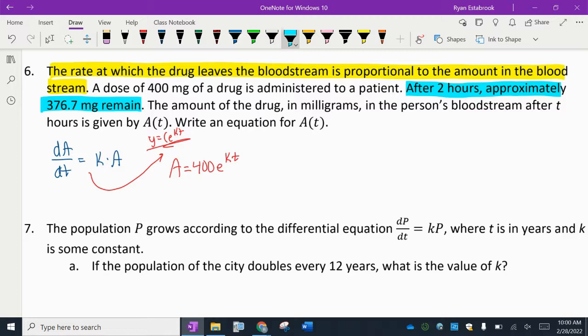And it says that the drug is leaving the bloodstream. So I'm expecting K to be negative, because if you have 400 milligrams in your bloodstream at a certain point, it should start to dilute and become less in the bloodstream. So again, K should be negative because we're getting less of it. So can you plug that in, solve, and get the final equation? Your final answer should be something along the forms of A equals blah.